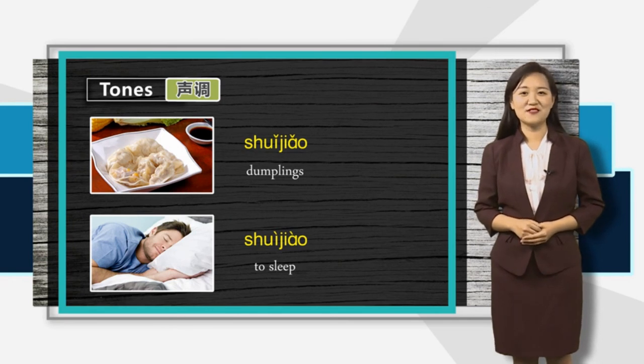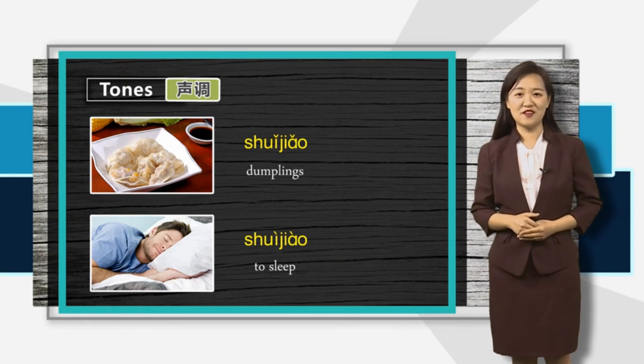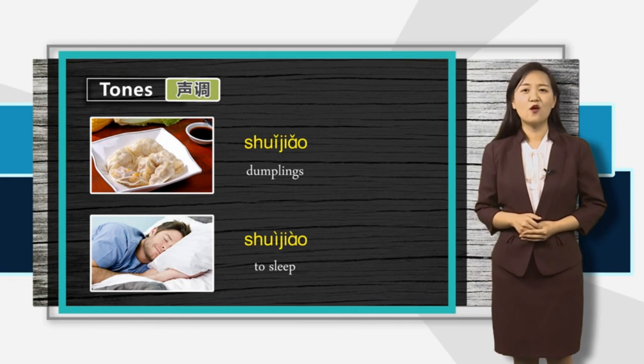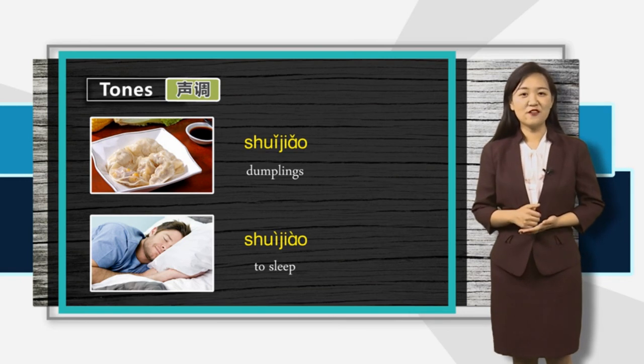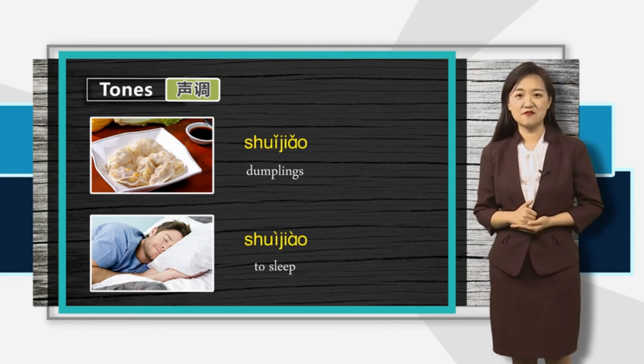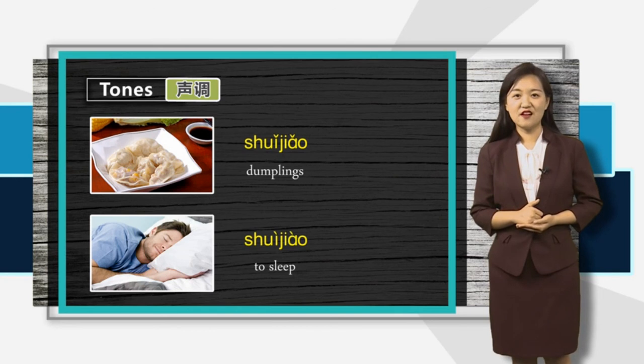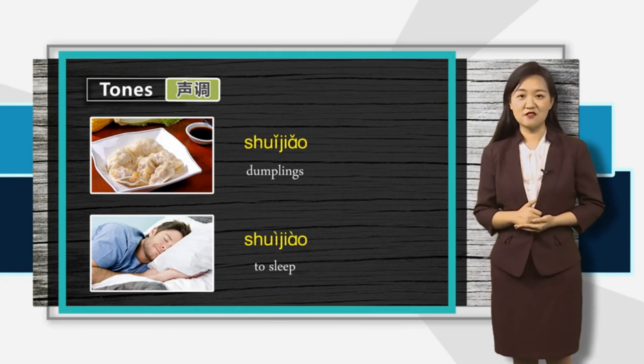Let me tell you a story about the tones. Once there was a foreigner who was not very good at tones. One day he wanted to buy some dumplings, so he went to a shop and told the seller, 我要睡觉. The seller got very confused, so the foreigner said it again, 我要睡觉. And the seller showed him the direction to a hotel. Why did the seller do that? Because what the foreigner actually said was, 我要睡觉. I want to sleep. Instead of, 我要水饺. I want some dumplings. 水饺, dumplings. 睡觉, sleep. They share the same initials, same finals, but different tones.